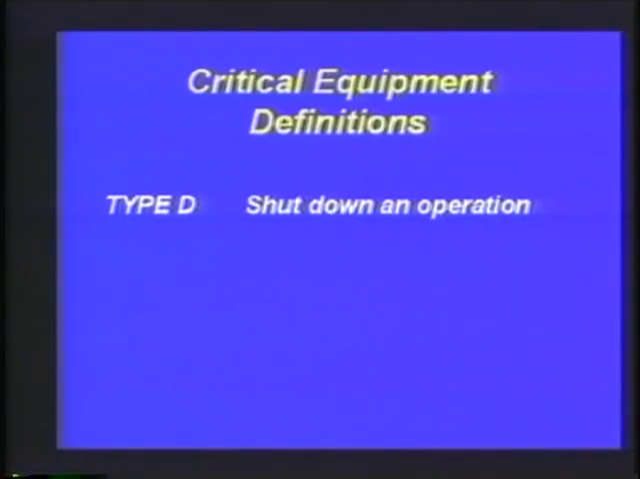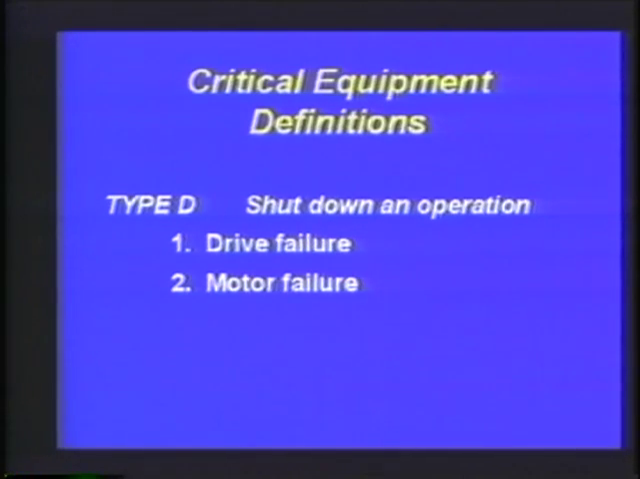The last one, which is our type D, would shut down an operation. That would mean a single source asset, like a machine. We could have a drive failure, and here that could be caused by vibration, likewise by speed, or a motor failure, or a bearing failure.